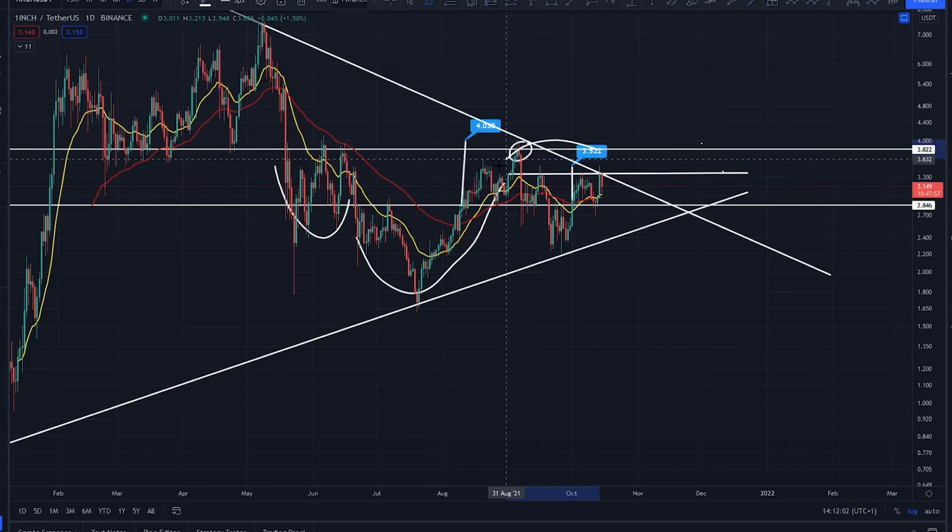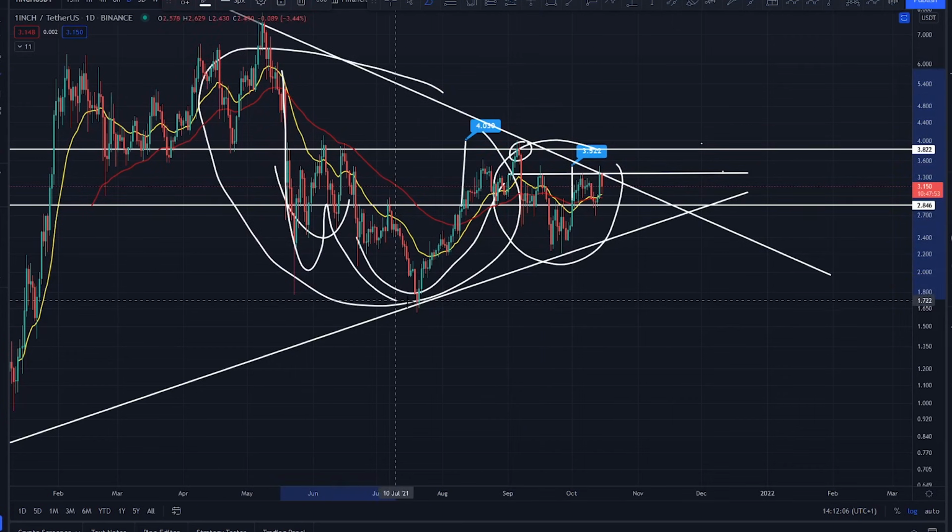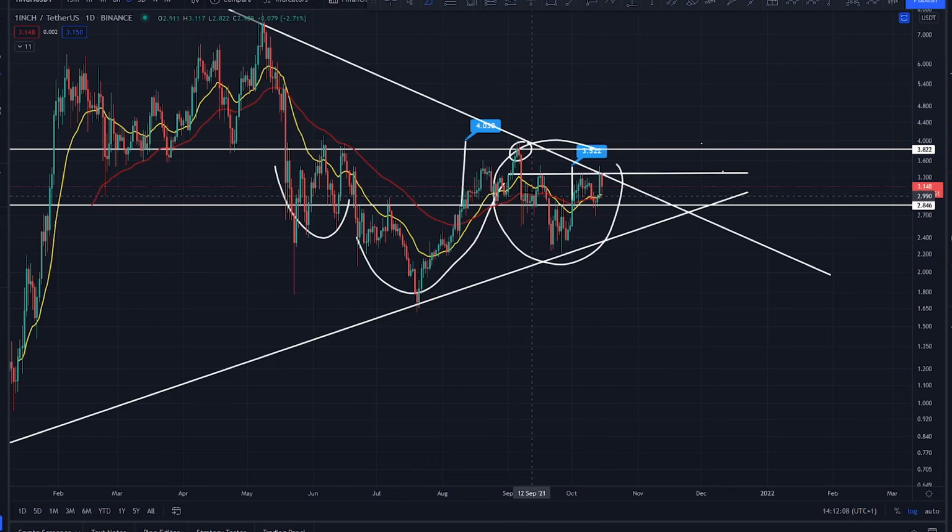I mean, look at this. Yeah, look at that. It's just a mini version of this. You broke down: left shoulder, head, right shoulder. Do you see that? Look, broke down: left shoulder, head, right shoulder. It's just a mini version, but you're putting in a higher low. Okay, do you understand that?